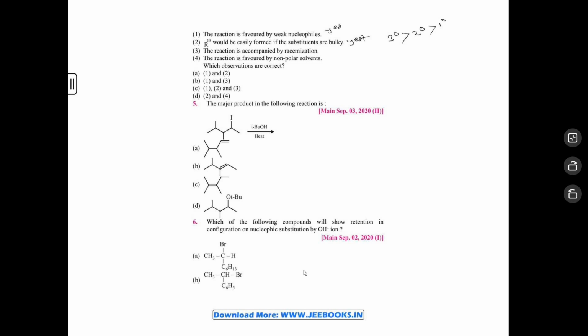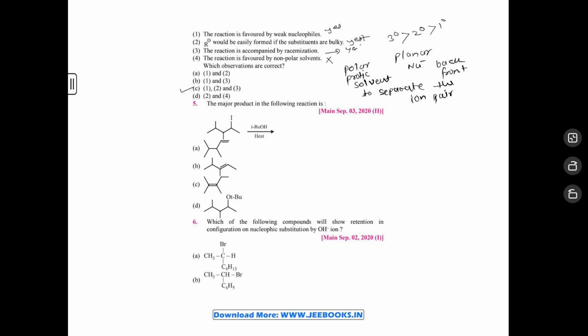The reaction is accompanied by racemization. This is yes, because the carbocation has planar geometry and therefore the nucleophile can attack from back and front to give inversion and retention of the configuration, which leads to racemization. The reaction is favored by non-polar solvent, so this is not true because you need a polar protic solvent to separate the ion pair. So we have to find which observations are correct. So first, second, and third observations are correct. Therefore, option C is the correct answer.